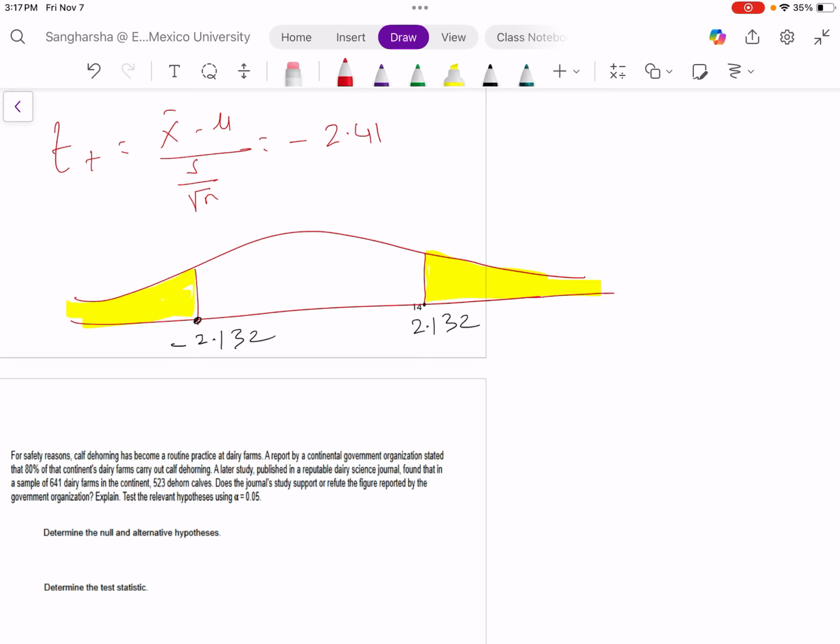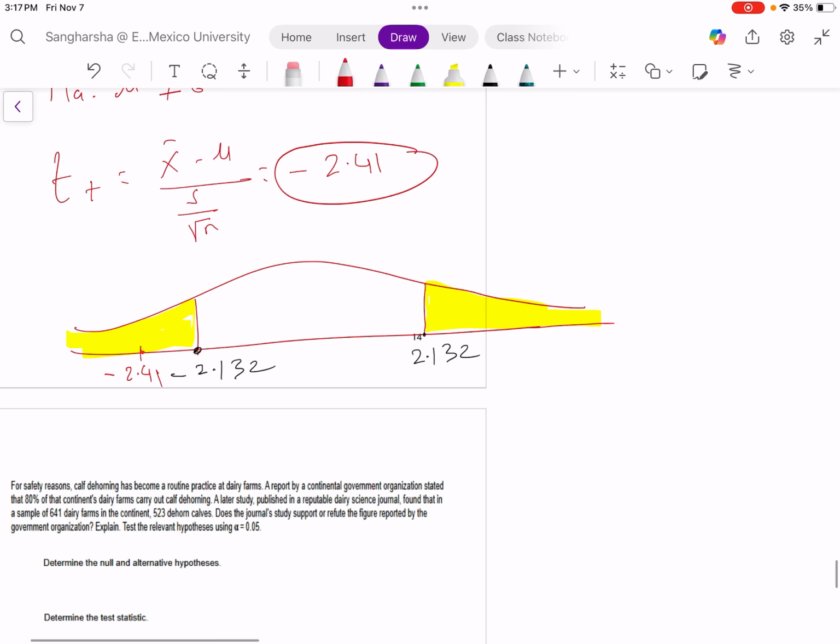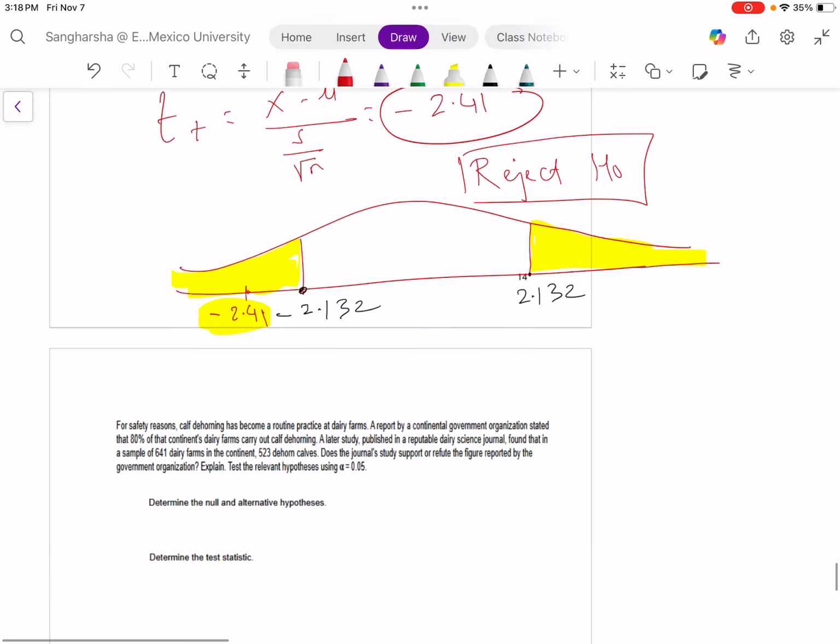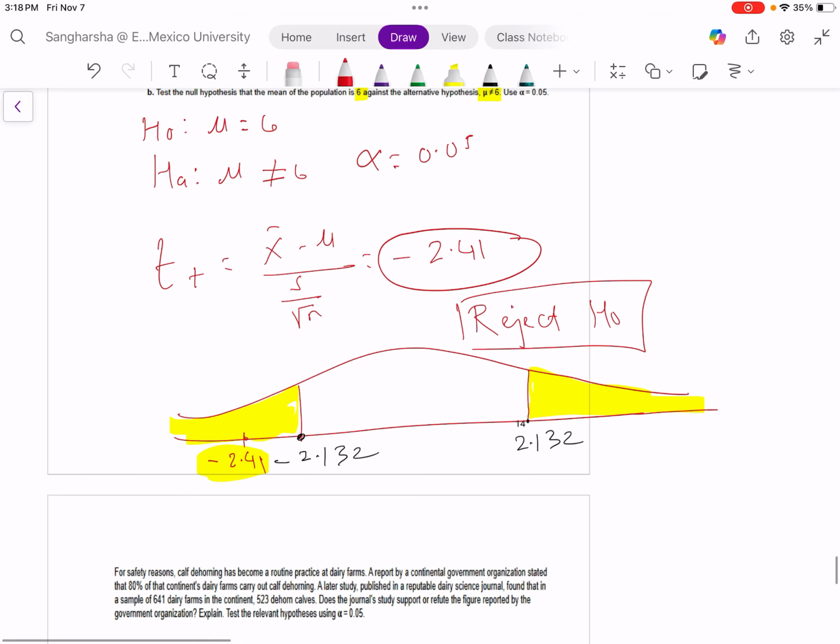So our test statistic is negative 2.41. So it should be here. Now, since our test statistic is in the rejection region, we reject the null hypothesis. This is the decision. If it's in the rejection region, we reject the null hypothesis. If the test statistic is not in the rejection region, we fail to reject the null hypothesis.